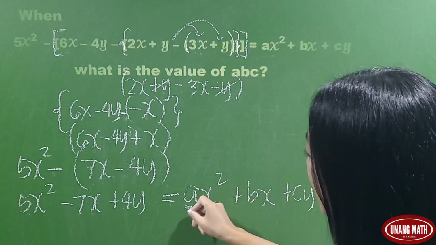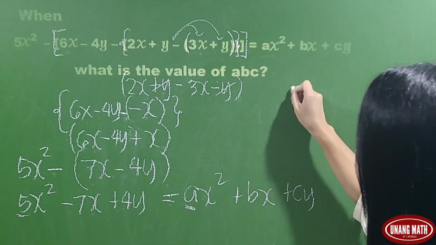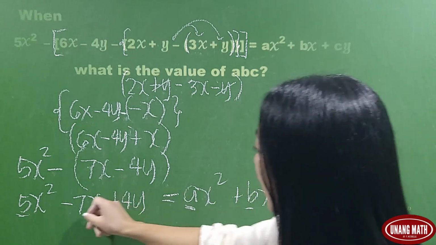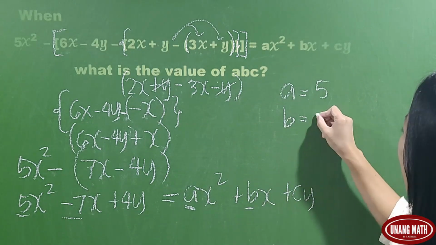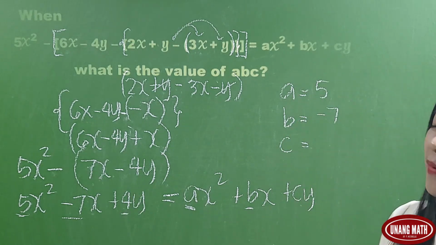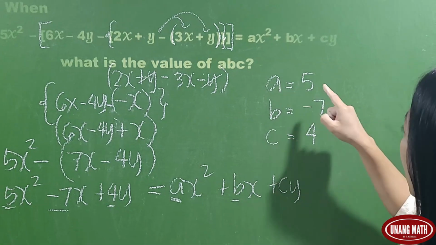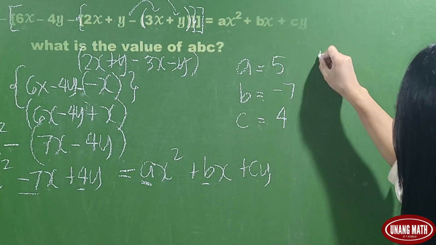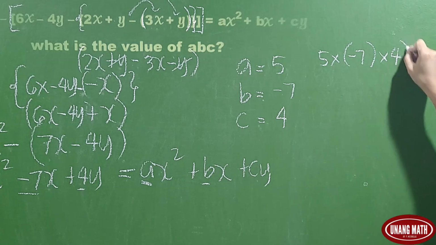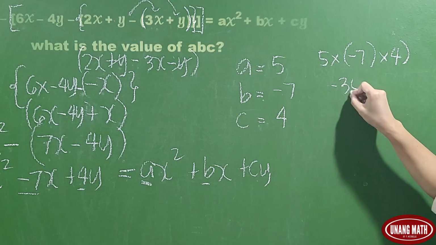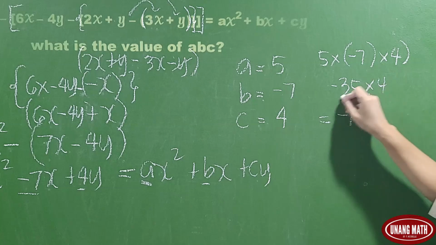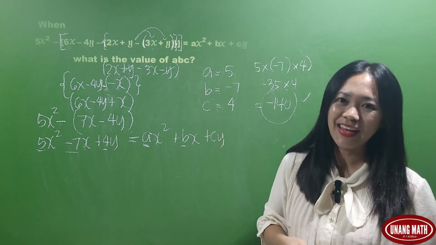Okay, it means that a is equal to 5. Okay, b is negative 7. And our c is 4. So a times b times c would be 5 times negative 7 times 4. So this is negative 35 times 4. So the answer is negative 140.